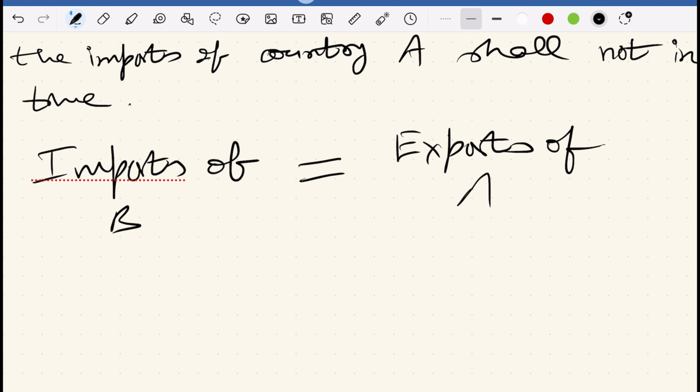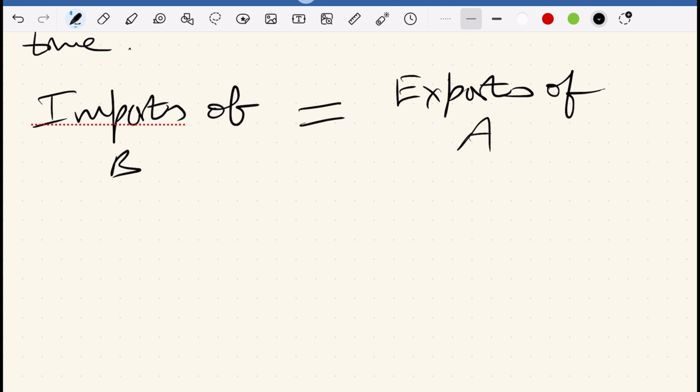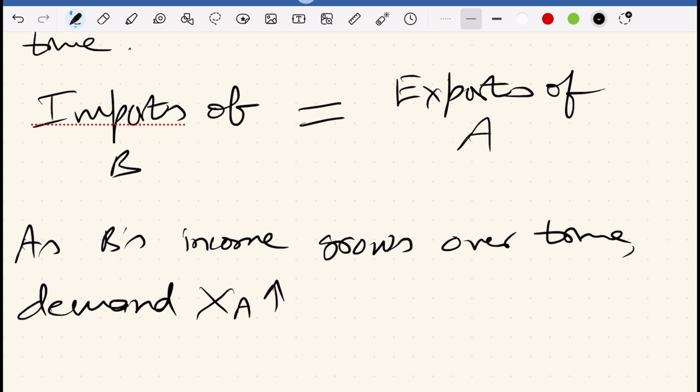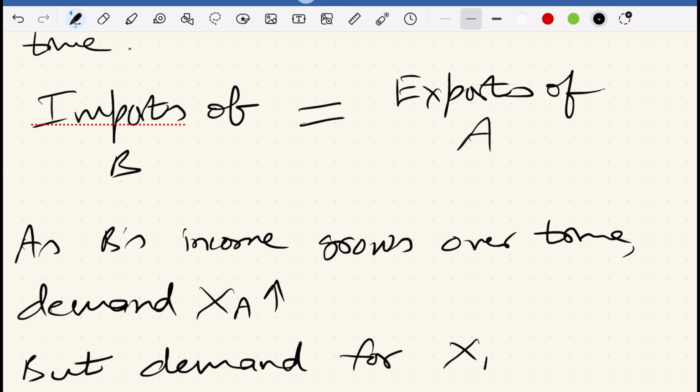We see that as country B's income grows over time, its income, population, whatever happened, demand for XA will also increase. Okay, but demand for XM will either remain constant or it will decrease. So, what is going to happen?